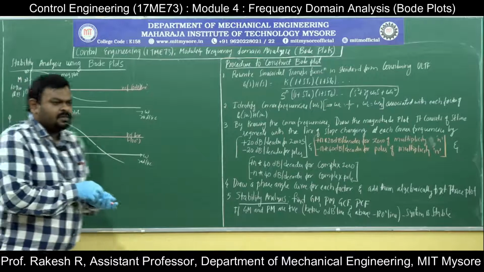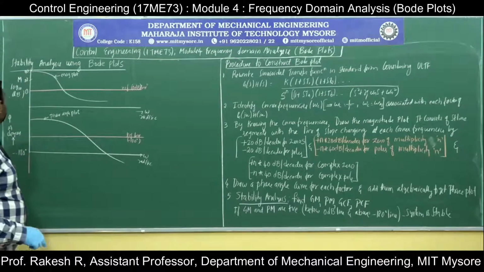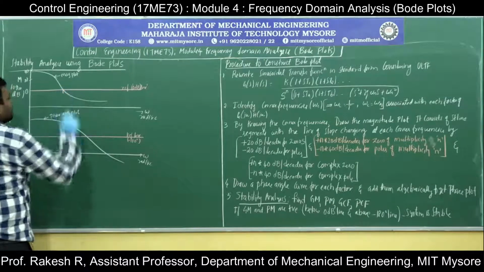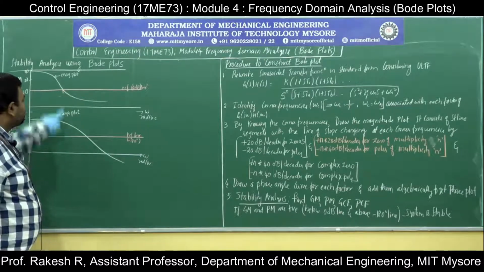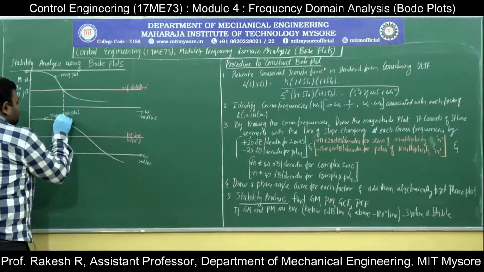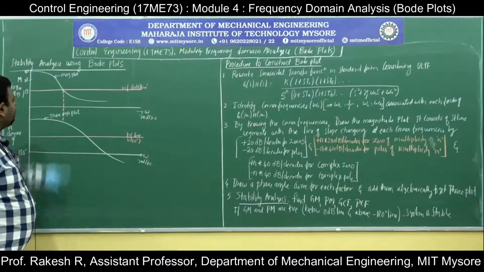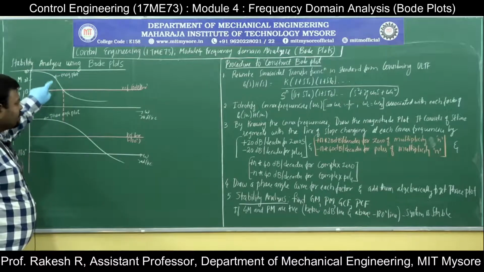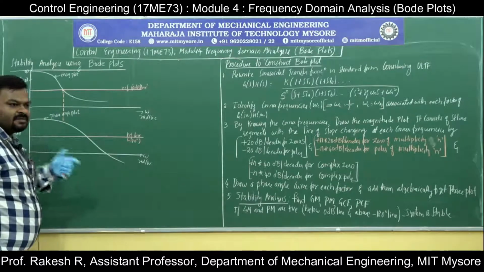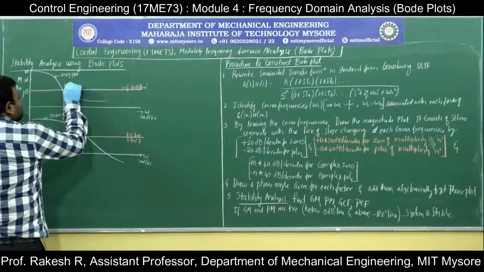So let us identify where the magnitude plot crosses the 0 decibel line. The intersection of the magnitude plot at the 0 decibel line, project this to the phase angle plot. The point at which the magnitude plot touches the 0 decibel line corresponds to gain, and this is called the gain crossover point.